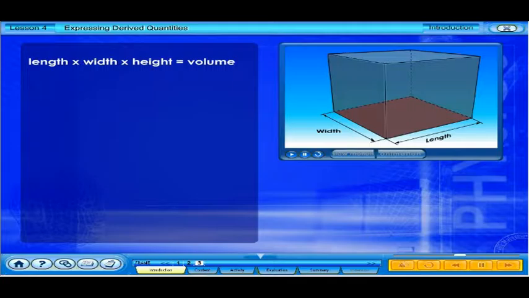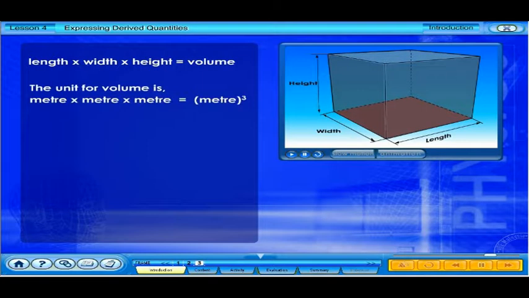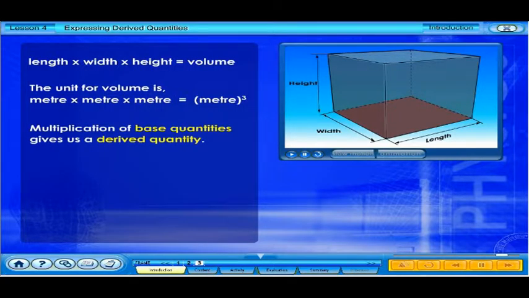And what is length times width times height? It is volume. We can also get its unit by multiplying the units of length, width, and height. Thus, the unit for volume is cubic meter. Notice that multiplication of base quantities gives us a derived quantity.